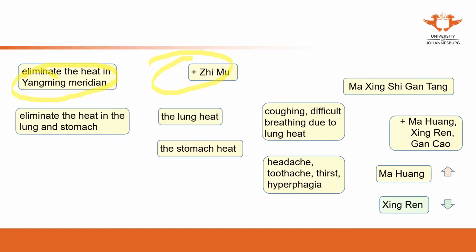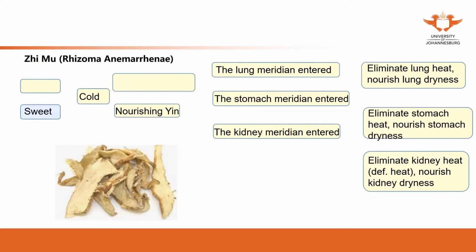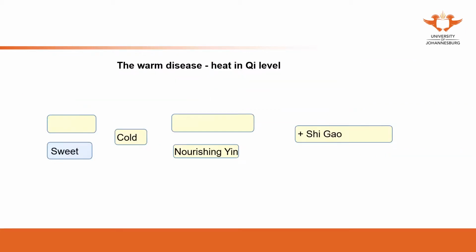石膏 also enters the lung and stomach meridians. You can relieve the lung heat. You can relieve the stomach heat. When you want to relieve the upper jiao, you can add 麻黄, 杏仁, 甘草. This is 麻杏石甘汤, also from 伤寒杂病论. 知母 is bitter and sweet. So 知母 and 石膏 are mutual reinforcing. 白虎汤 also can be used in warm disease at the Qi level, especially when the patient presents with fever.